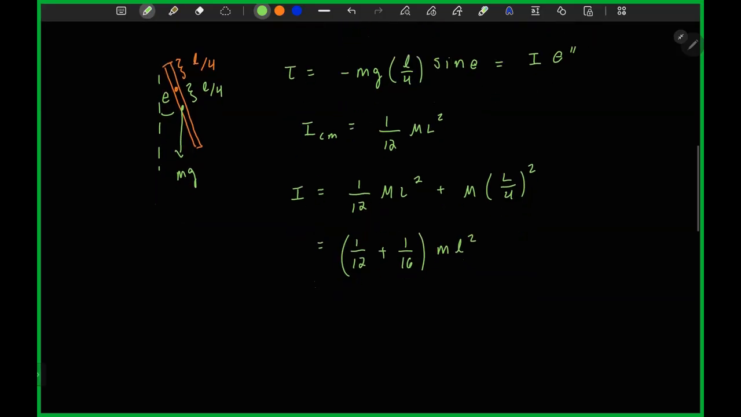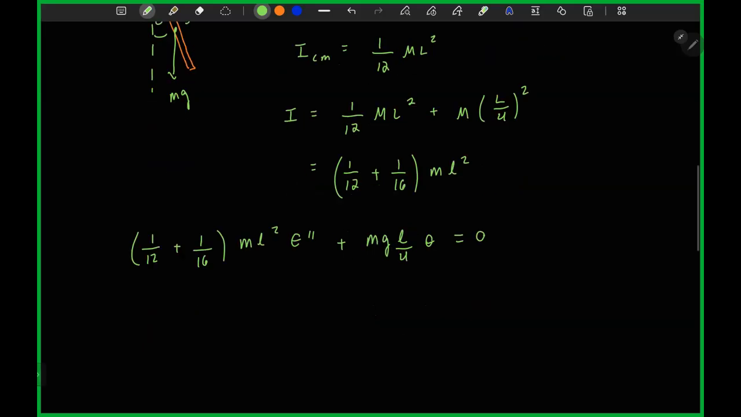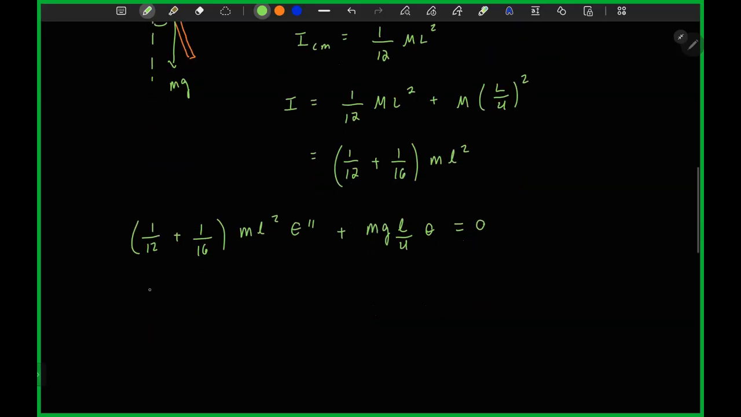And at this point, we can put it all together. I'll use my small angle approximation. So we'll have 1/12 plus 1/16 ml squared, theta double prime, plus mg L over 4, theta equals 0. I'm going to quickly multiply the full equation through by 4 so that we have 1/3 plus 1/4. M cancels out. L squared theta double prime plus gL theta equals 0.